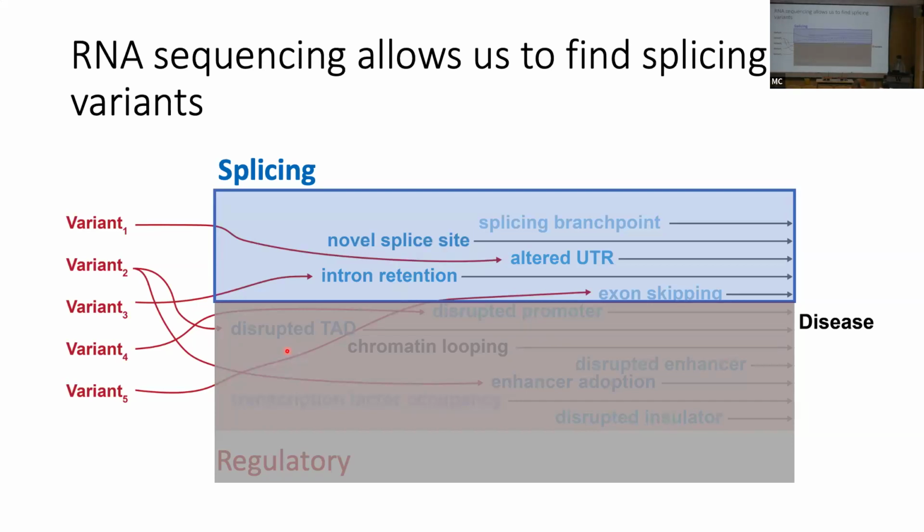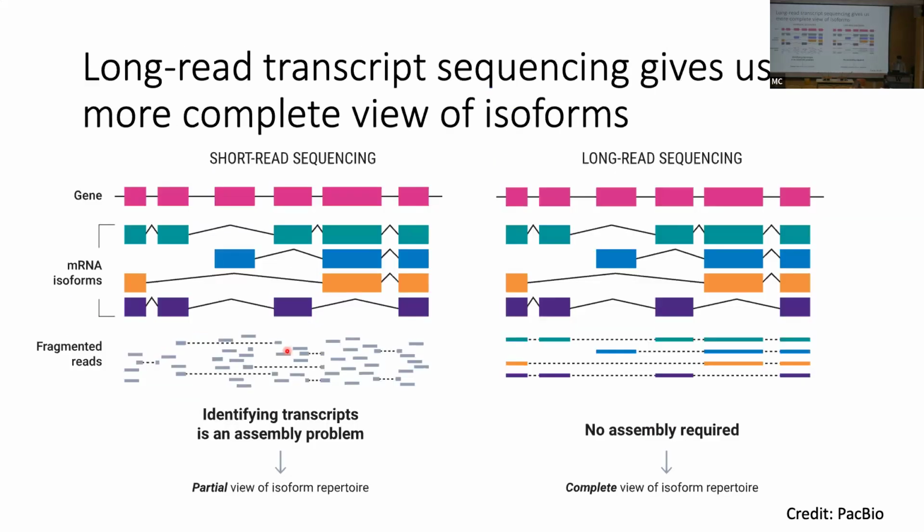So we can come back to the slide and update it by saying that we're going to use RNA sequencing as our method to find pathogenic splicing variants. There are actually many ways of doing RNA sequencing. There's something called short-read RNA sequencing.